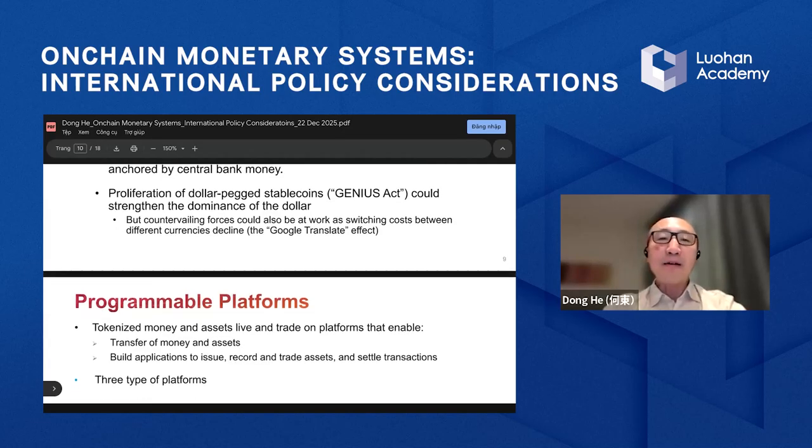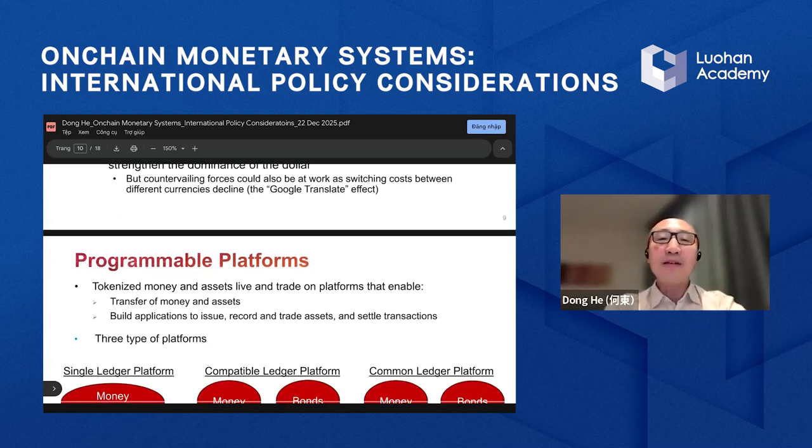But let's remind ourselves that there could be countervailing forces because of the tokenization. Or in the digitalized world, actually, there could be countervailing forces. That is, the switching costs between different currencies may actually decline. This is very similar to the argument that real-time translation services like Google Translate may actually reduce the dominance of the English language. In the future, if you can speak to each other in your native languages in real time through translation devices, then maybe English will no longer be as dominant as a vehicle currency. So the arguments are very similar.